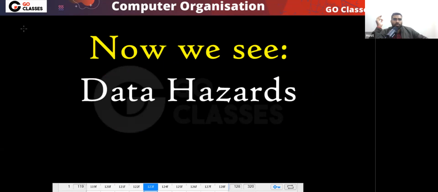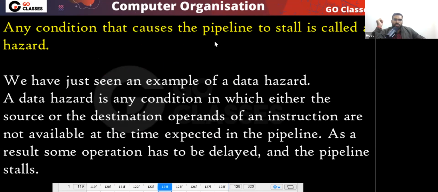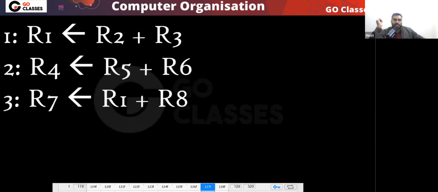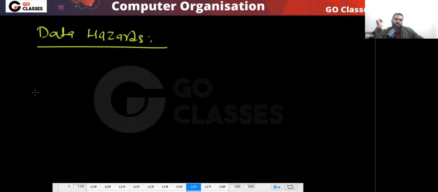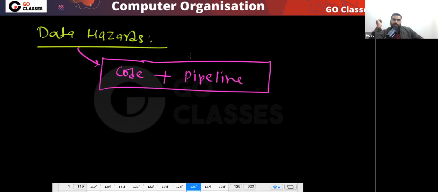So far, everything is clear. Now let's see data hazards. So what are the data hazards? This we have already seen: some dependencies can create data hazards. Do you remember, now the pipeline matters. Data hazards are a property of code plus pipeline. They will depend on the code also, they will depend on the pipeline also.